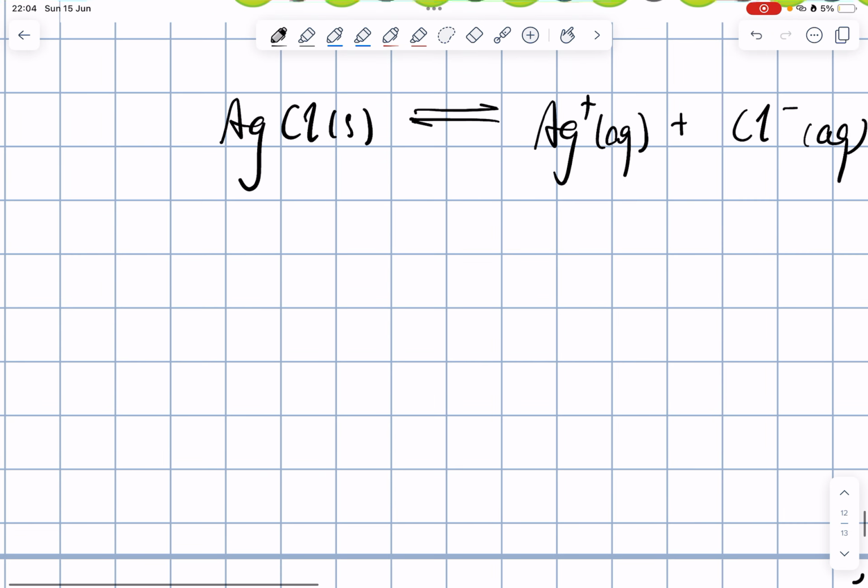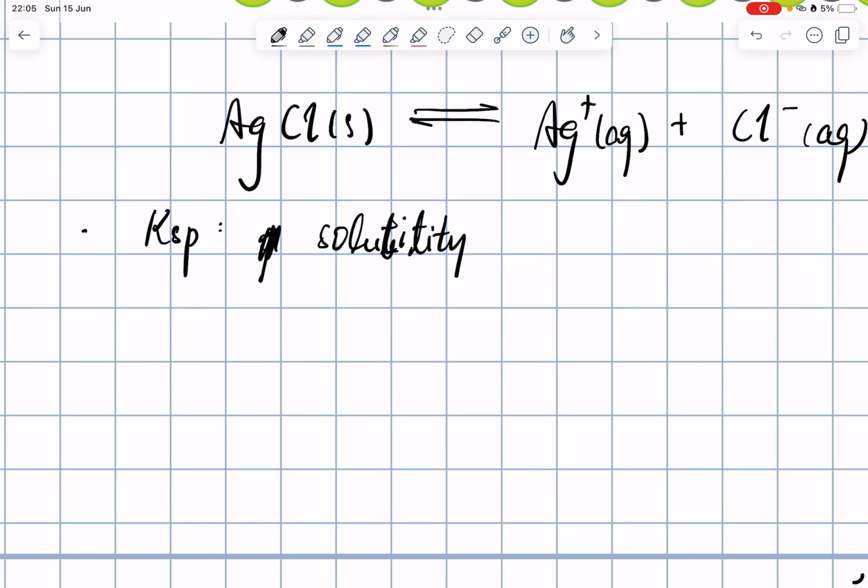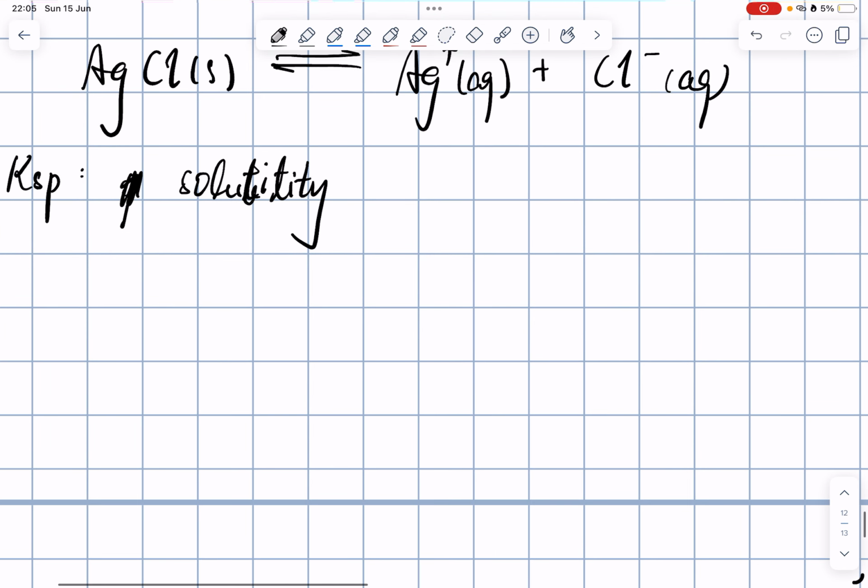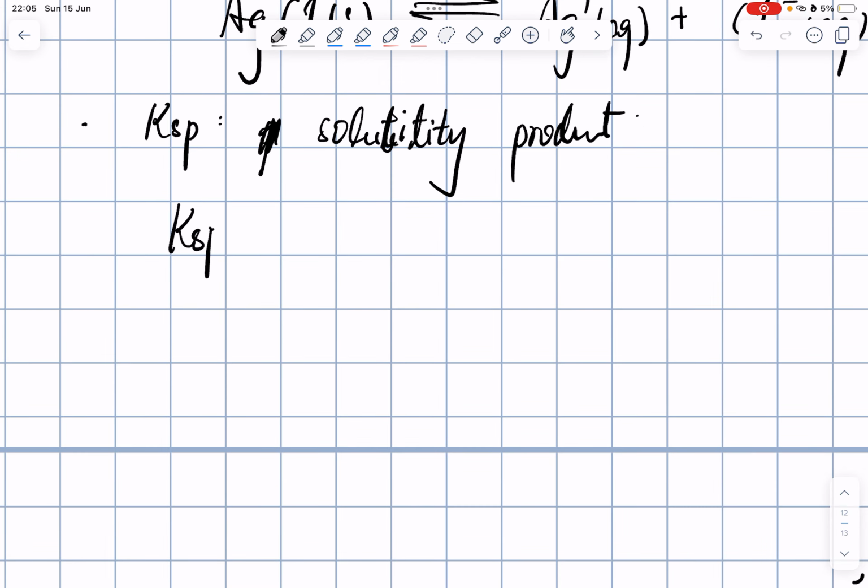We are going to give you a further definition called solubility product, Ksp, and solubility product equals the concentration of Ag plus, just in this case, times Cl minus.